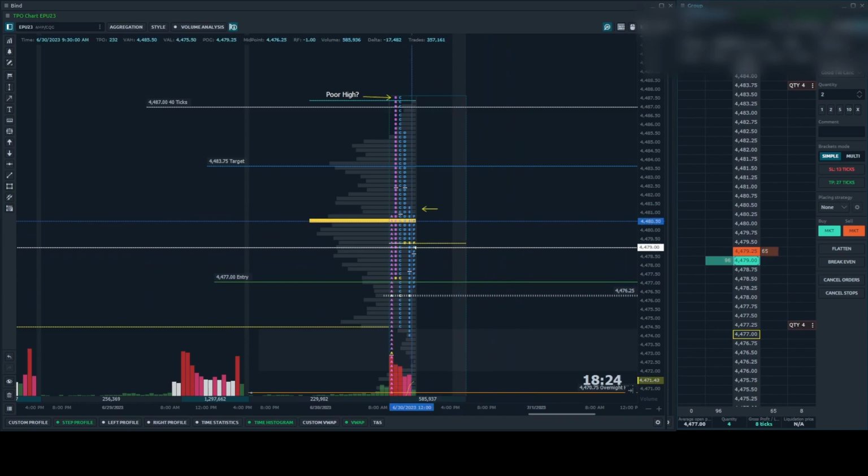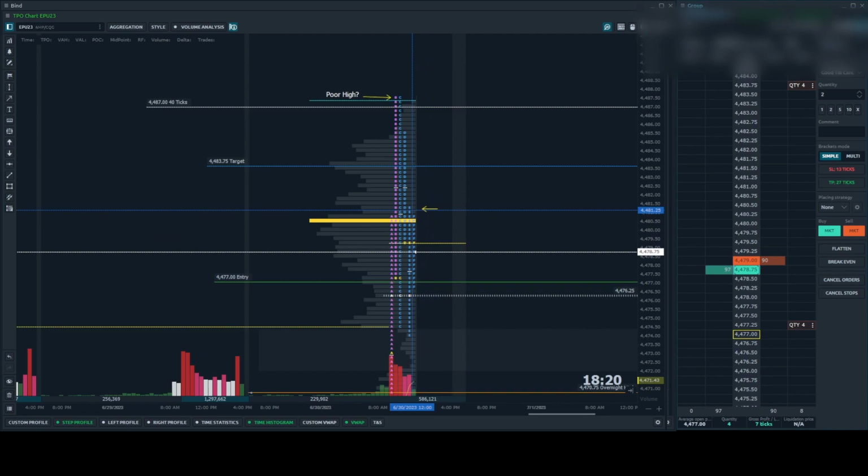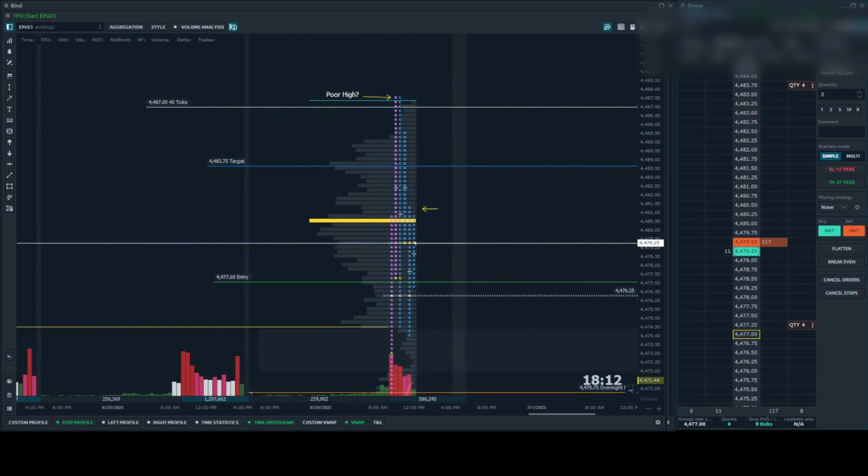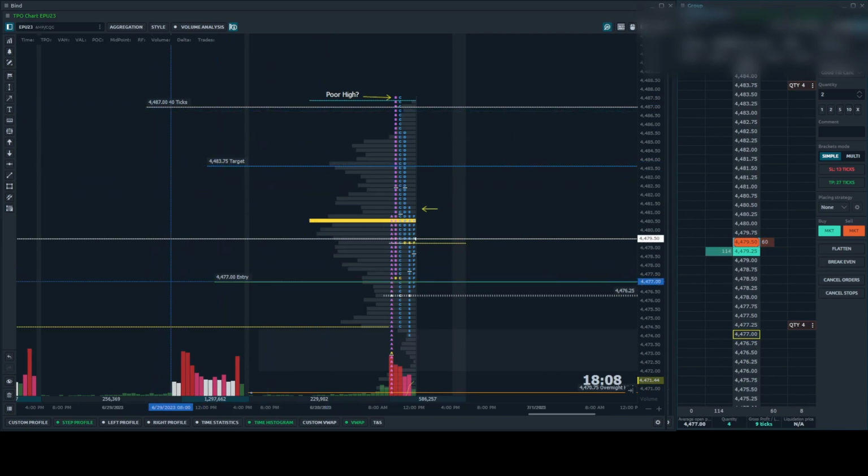So you're going to be looking at your POC here, and we're looking to get over E. Your first target would be here at 83.50, and your 40 ticks would obviously be up here at 87. So you got all your references in.